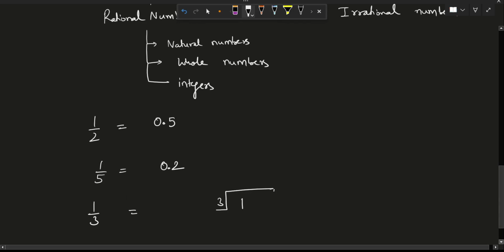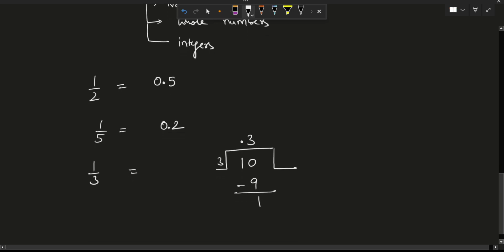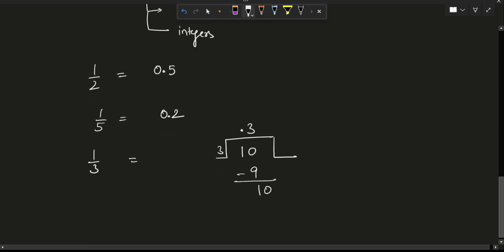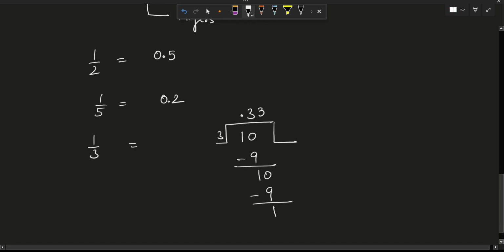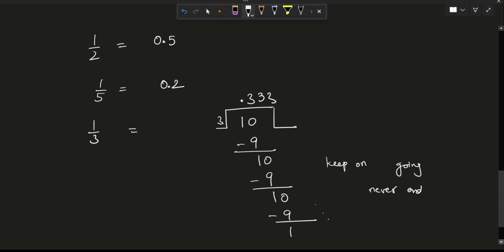If you try dividing the numerator by the denominator, 1 is smaller than 3, so I'll put a decimal, 0 will come. 3 threes are 9. Subtract, again 1 will come. Again I'll put 0. Again I'll go by 3, then I'll get 9 minus 1. Put 0 again, again 3, 9 minus 1. So if you see, this will keep on going. It's a never ending division, never ending.